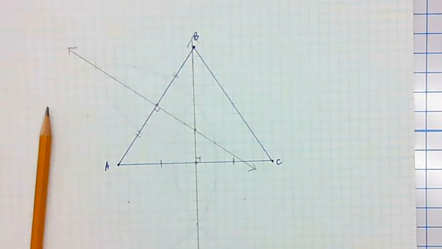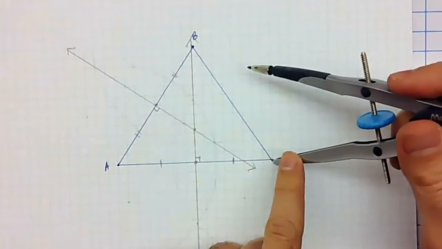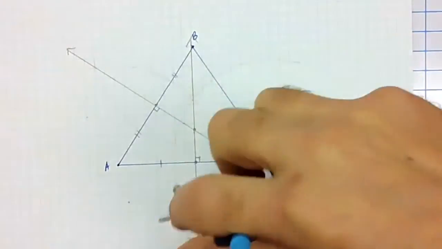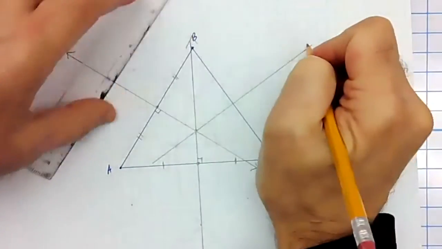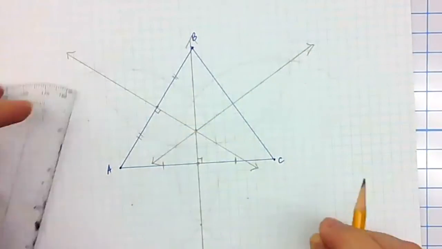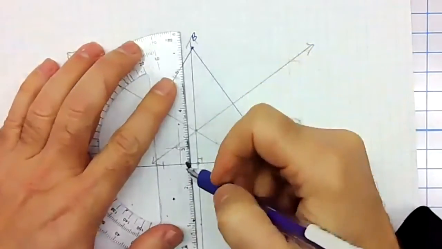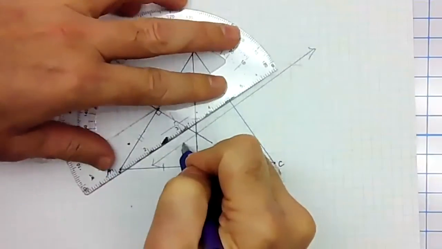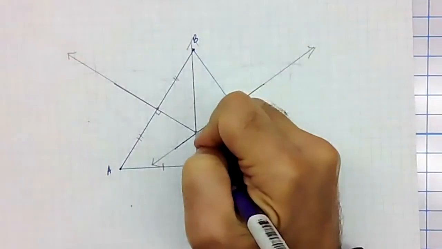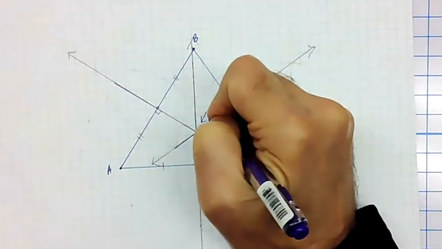Now we can check our answer, but before we do that, I always like to find the third perpendicular bisector. It's easy, it's quick, and we can make sure that we haven't made any mistakes. So let me color in these three lines so we can see. And they all meet in one single point which we call the circumcenter.